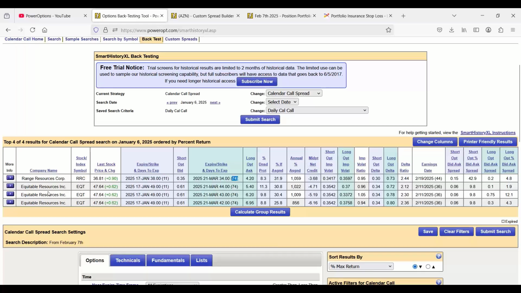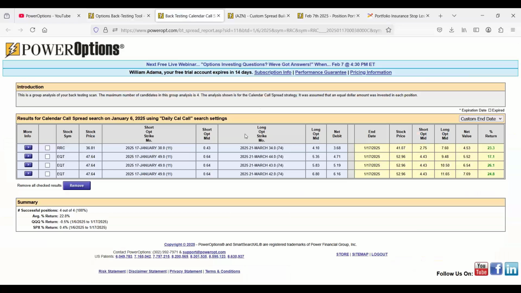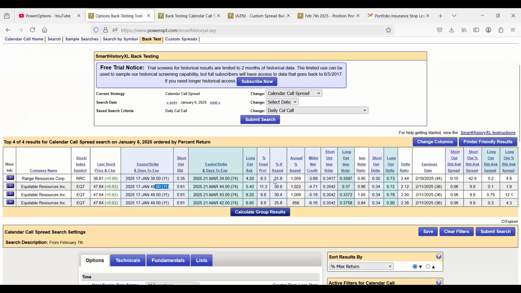Range resources, Equitable Resources. Let's calculate the group results. And so it's going to calculate to the end here of that first 11-day cycle, but we're going to delve deeper into that here, looking at this as well. All right, over that 11-day time period, we sold the 38 call on RRC. Stock ended at 41, so we were deep in the money, but the liquidation value was a 23% return. The max peak return was 31.9%.